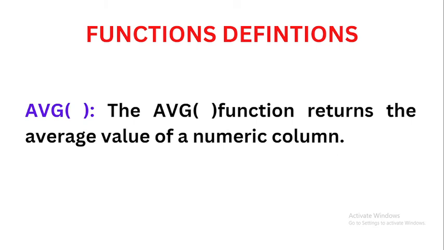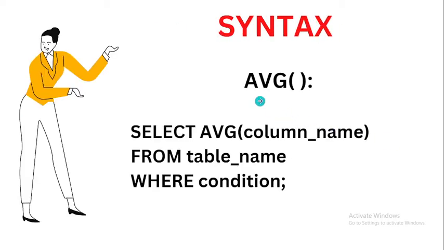Now the last function, or we call it an aggregate function, is the average function. So the name itself makes it clear, we are going to take the average, it is going to return the average value of a numeric column. So the syntax is again similar to the others, except the name of those particular functions is replaced by the average function. Everything else will remain the same. Select average, in parentheses we write the name of the column on which the average function is going to be applied, from table name where condition.